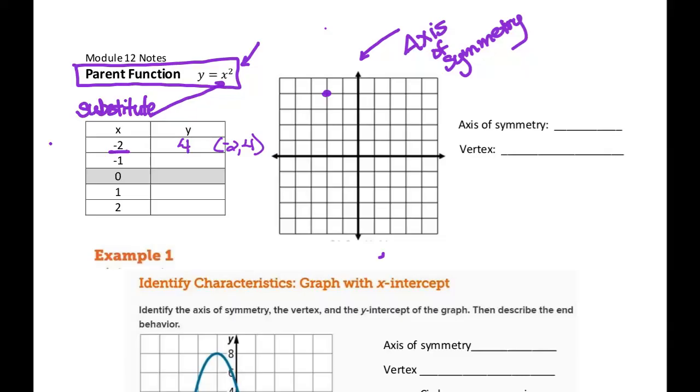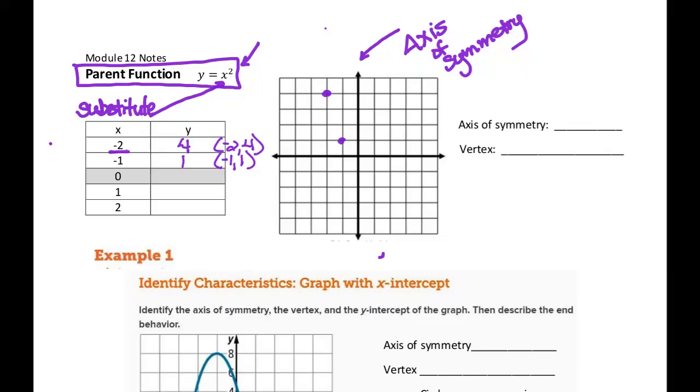Okay, then we put -1 in. What's -1 squared? -1 times -1 is, no, 1, +1. So that is (-1, 1). You want to plot that point right there, 1 to the left, 1 up.